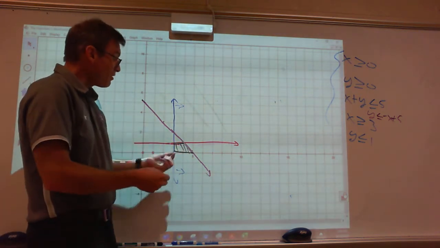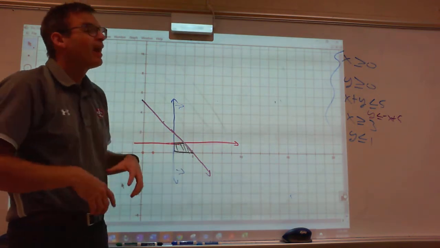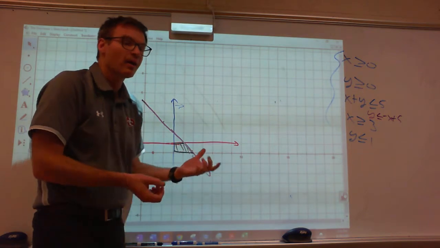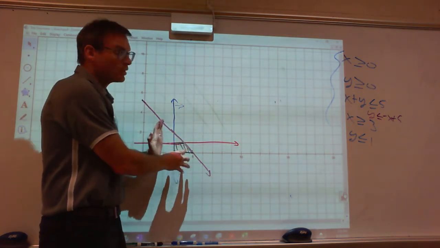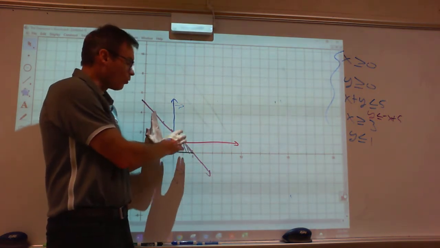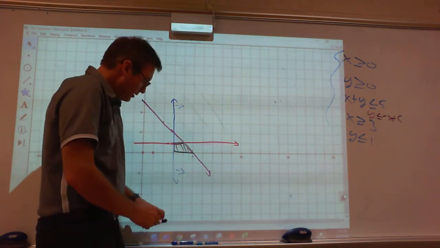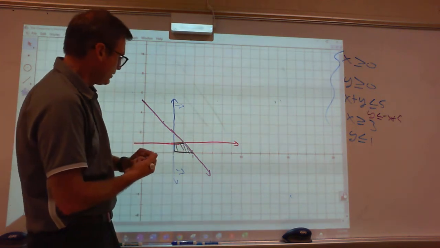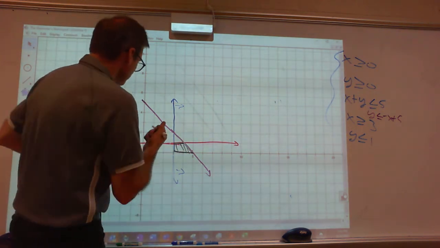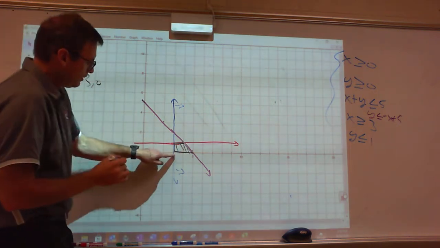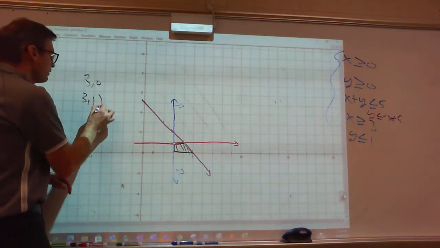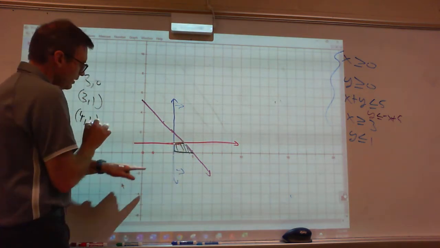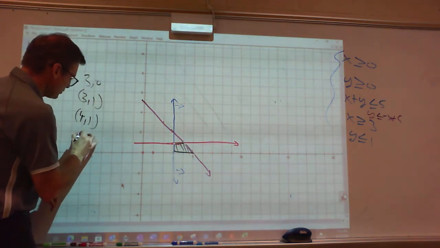And so now that we have this little area, you don't know why it's important, we're going to get there, but right now, once we get our region, what I want to do now is list our coordinates, like list our vertices. What's this coordinate? This is the coordinate 3, 0. What's this coordinate? It's 3, 1. What's this coordinate? It's going to be 4, 1. And if I list this coordinate, I get 5, 0.